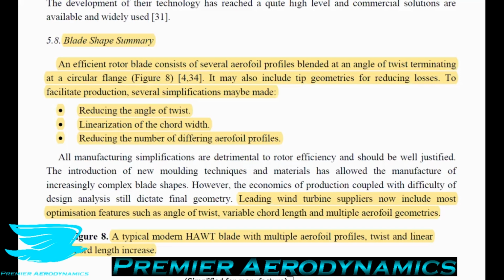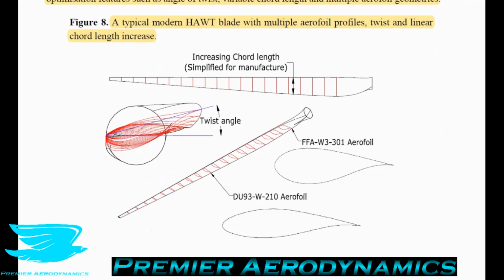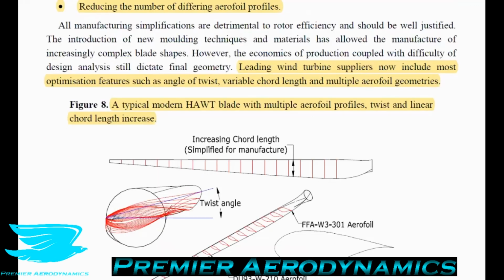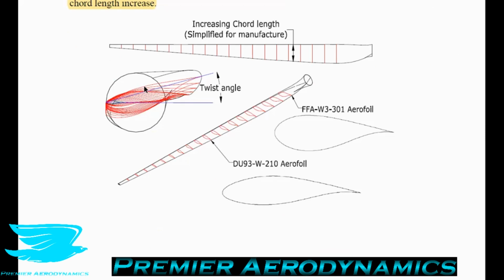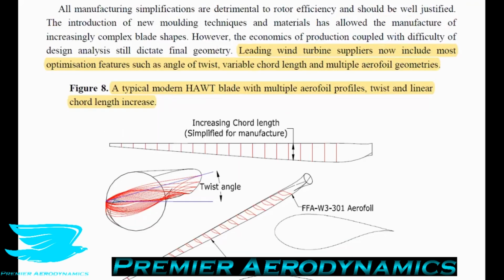Let's move on to the blade shape summary. So they say an efficient rotor blade consists of several airfoil profiles blended at an angle of twist terminating at a circular flange. So in other words, if you have the blade, when you get to the circular flange, that's how it connects to the hub. And then as you go away from the hub, you get to the wingtip. And they have a nice figure here. Some of it's clear, some of it is not clear at all. I'll go through that in a second.